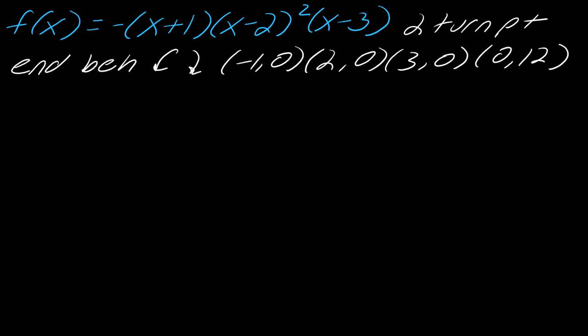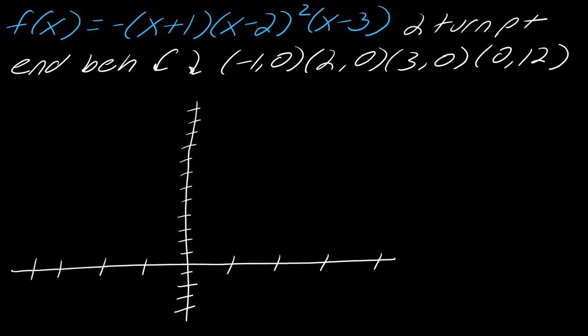Okay, so here's everything that we're going to work with. So I'll set up a graph, and I'm going to plot all my points. So I've got (-1, 0), (2, 0), (3, 0), (0, 12). Okay, so I know that my end behavior needs to go down, and then I need the 2 turning points. The other thing that I want to make sure of is at this point here, at 2, we need a parabola shape, so either up or down. So we're just going to kind of figure this out as we go.